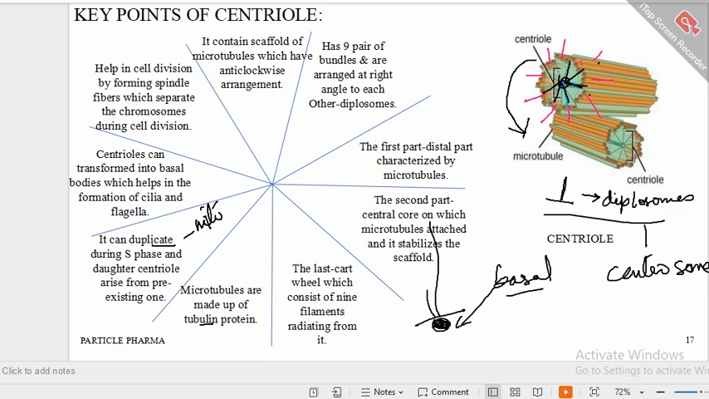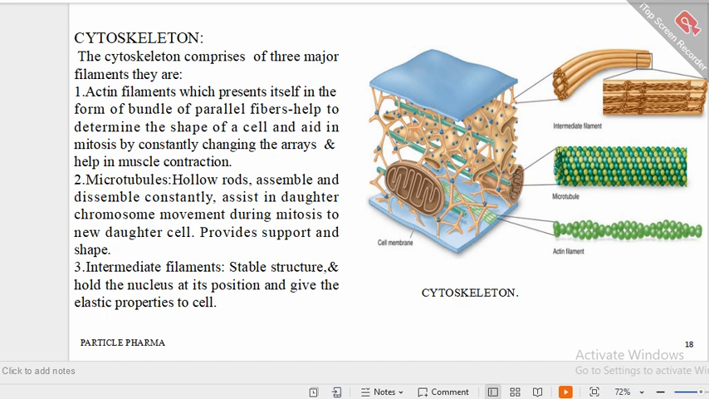Let me go to another subcellular organelle, that is the cytoskeleton, which helps in maintaining the shape and structure of the cell. They are of three types: actin filaments, microtubules, and intermediate filaments. Actin filaments or microfilaments form a bundle, and it helps in determining the shape of the cell and helps in muscle contraction.